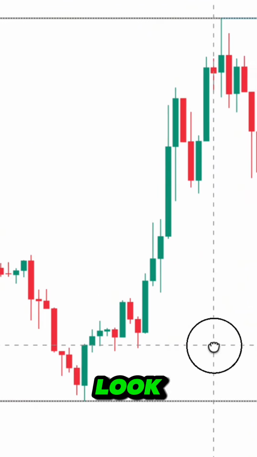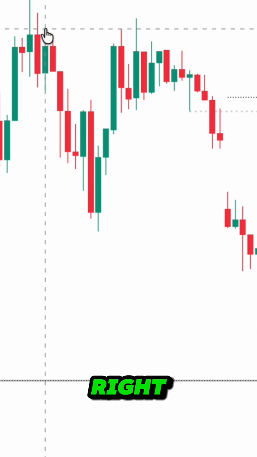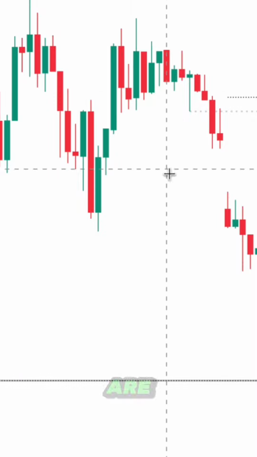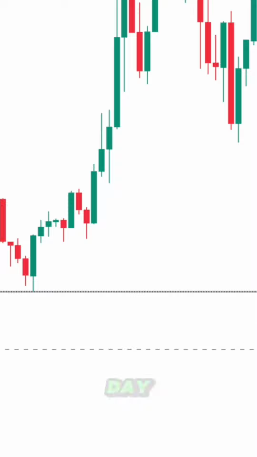Or you can equally look at that from the high. But looking at this, judging from what is happening right here, it already rejected from the high. So we're already taking at that high and we are already rejecting. So the next thing is we want to take out the low of the previous day candle.